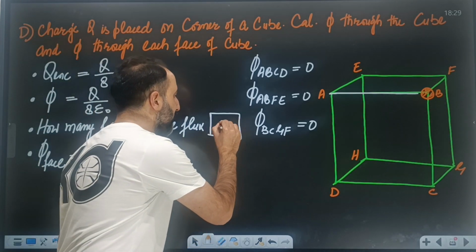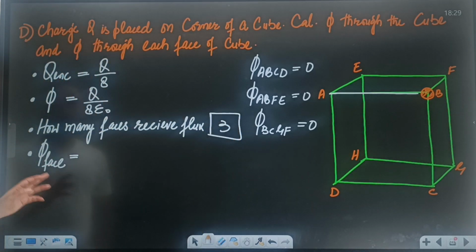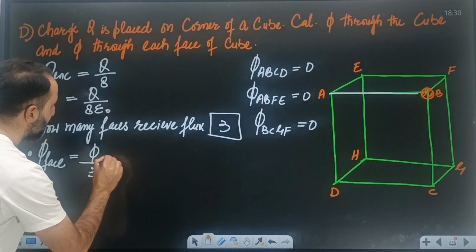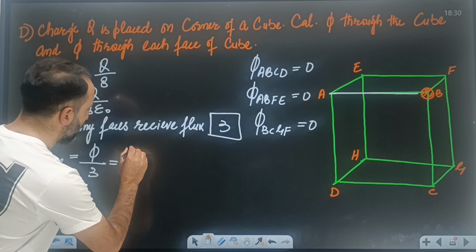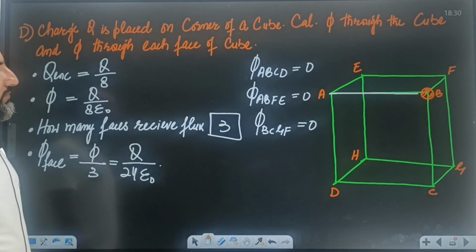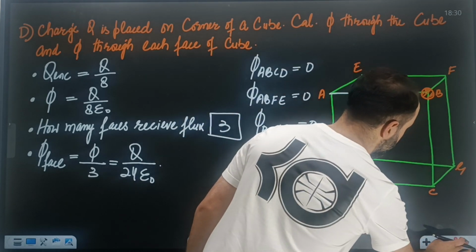How many phases will receive flux? Answer is 3. Flux per phase will be equal to total flux divided by 3. And what's the total flux? Q by 8. 8 3s are 24. So this becomes, beta, Q divided by 24 epsilon naught will be the flux through each surface.